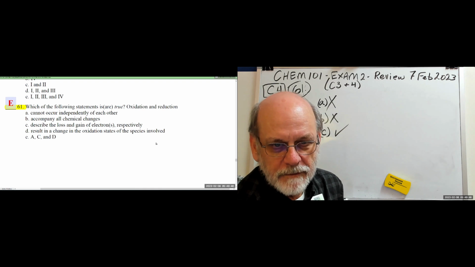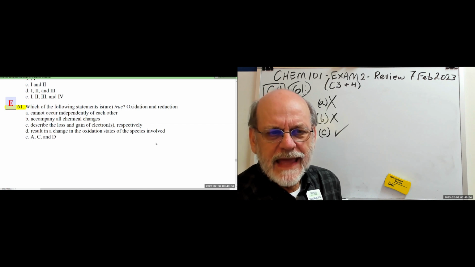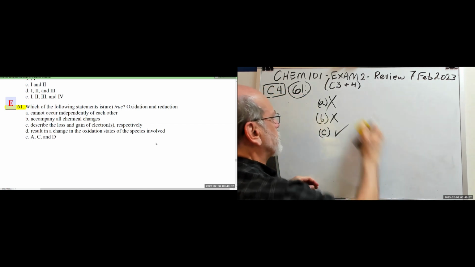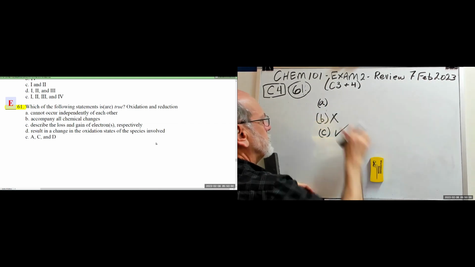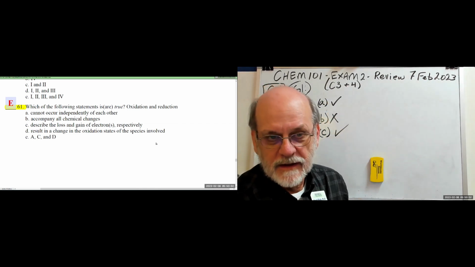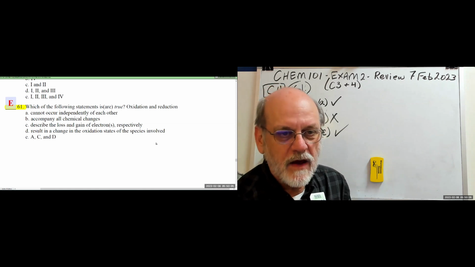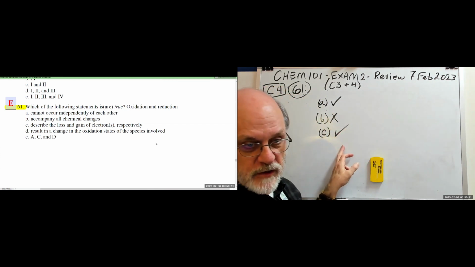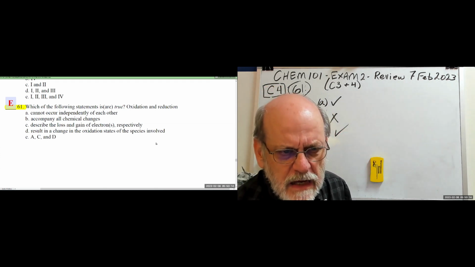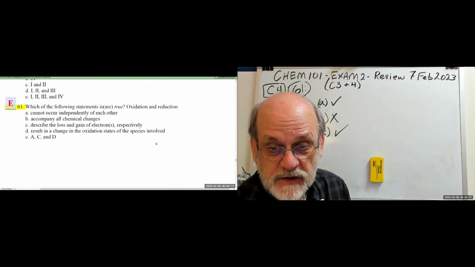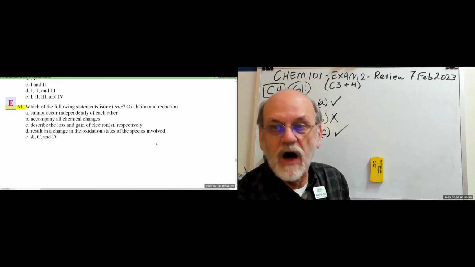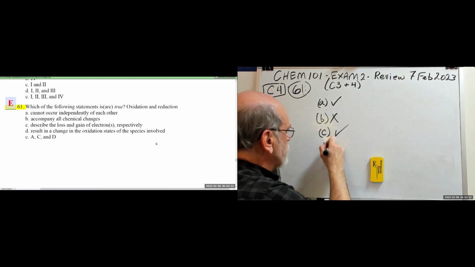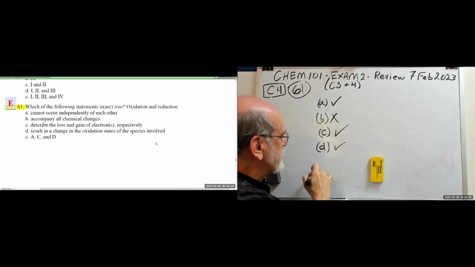D. Oh, I misread A. Oxidation and reduction cannot occur independently. That's true. I misread. I read "can occur independently." No, they cannot occur independently. So A is true, B is false, C is true, and D, result in a change in oxidation states of the species involved. Yes, always. So D is also true. That means A, C, D, E. E is true. There's your answer.